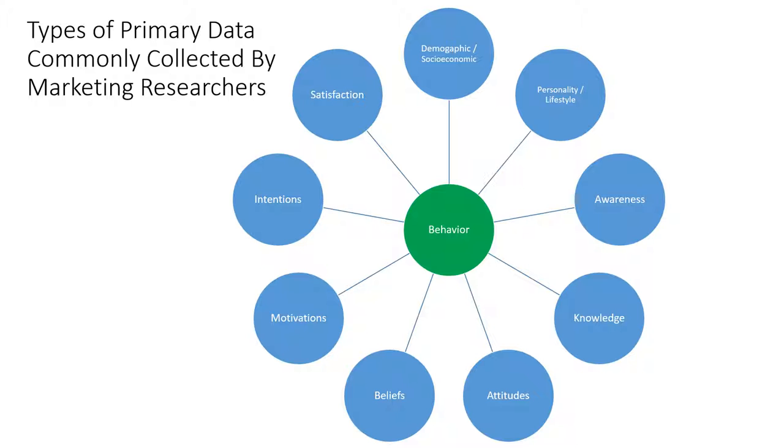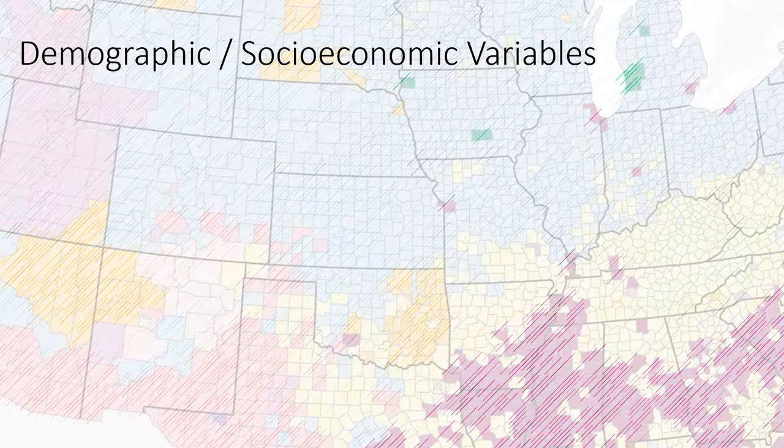So that's why we have this wide ring of variables surrounding the central type of primary data that we often collect, which is actual consumer behavior. I want us to never lose sight that when we're collecting all this other information, it's always in service to ultimately trying to understand consumer behavior. Okay, let's first introduce ourselves to demographic and socioeconomic variables.